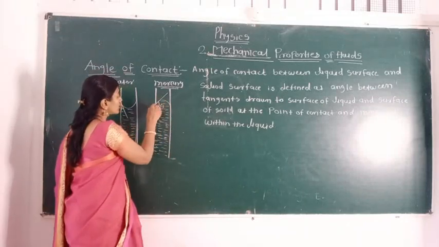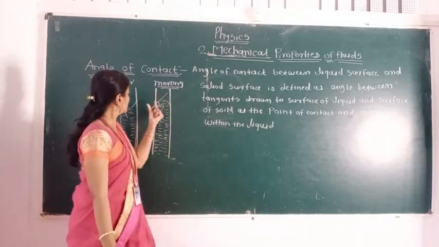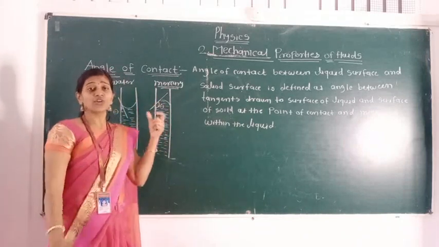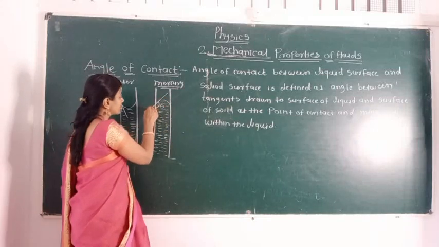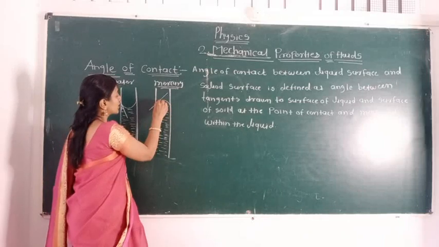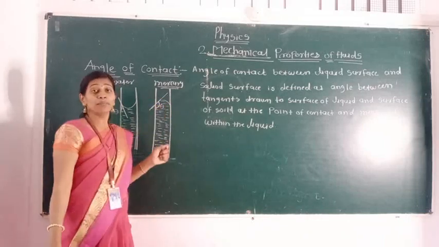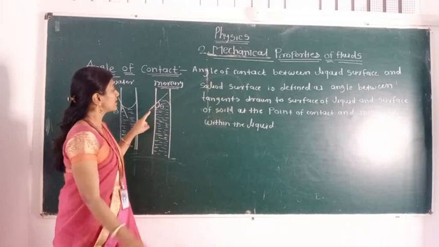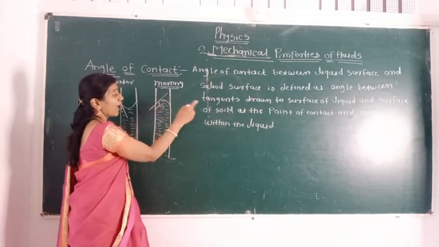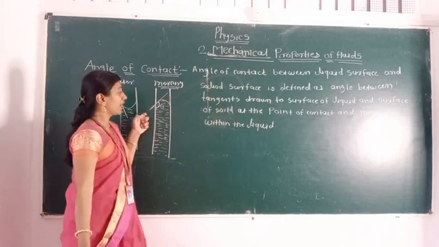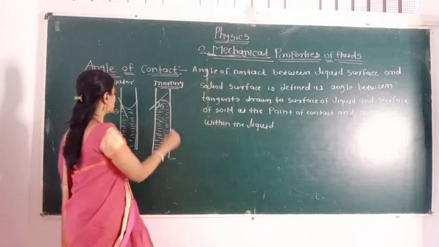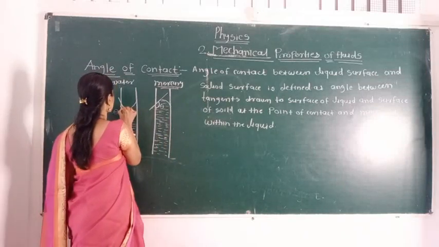Here we have to draw the tangent. So two surfaces come in contact. At their point of contact we have to draw the tangent. It is defined as the angle between the tangents. So here we are drawing the tangents and the angle in between the two tangents. The tangent is drawn to the surface of a liquid, this is the free surface of the liquid, and to the surface of the solid at the point of contact, and that angle of contact is measured within the liquid. We have to measure it within the liquid.